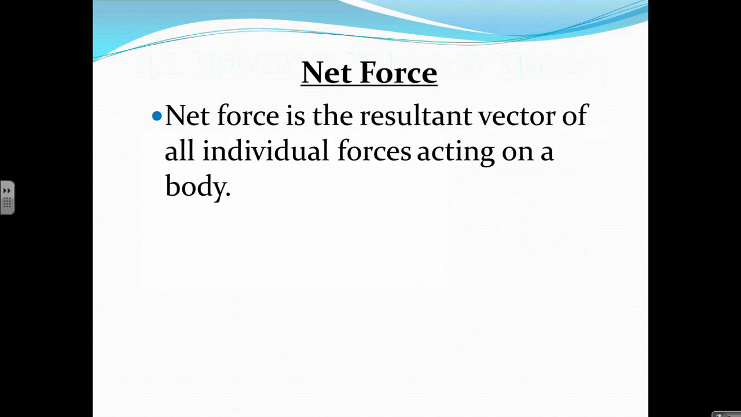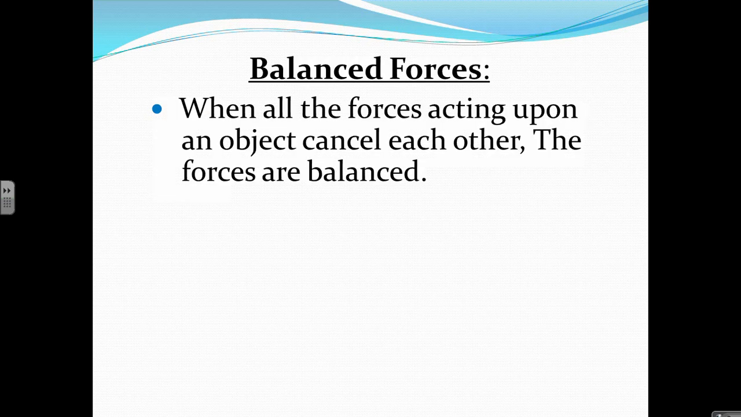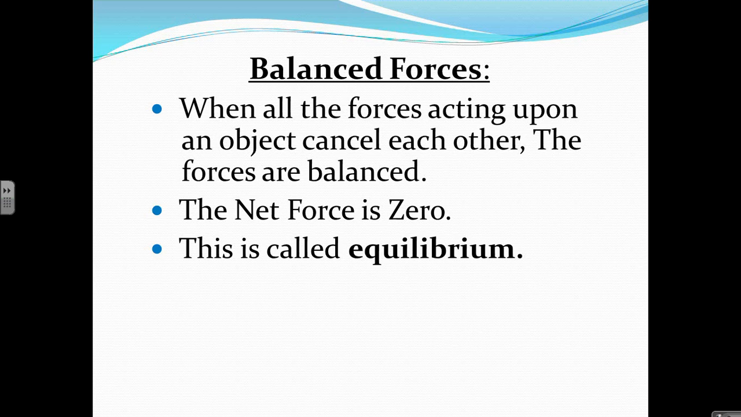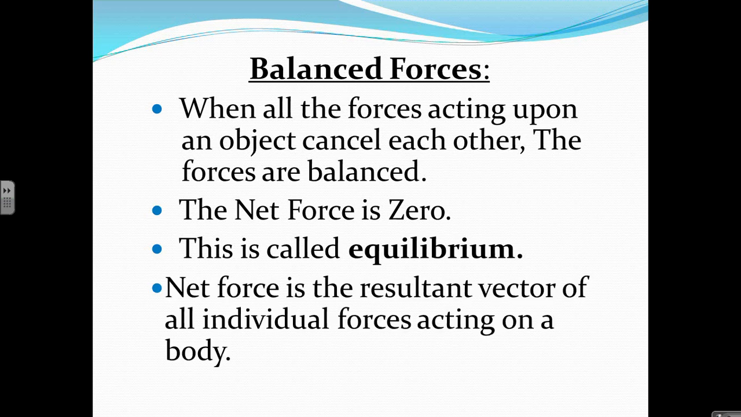Again, just a review of what net force is. It is the resultant vector of all individual forces acting on a body. When all forces acting on an object cancel out, the forces are balanced. In this scenario, net force is 0, and this is called equilibrium. Net force, again, is the resultant of all individual forces acting on a body.